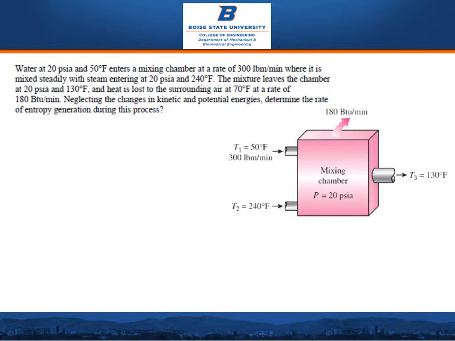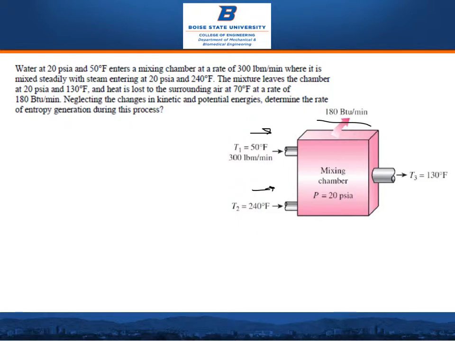Alright, so in this problem we have water coming into one and steam coming into the other, and then it's leaving as a mixture of water. Constant pressure of 20 psi inside the mixing chamber. We've got 180 BTU per minute of heat loss. So let's see here. We're going to want to find the rate of entropy generation.